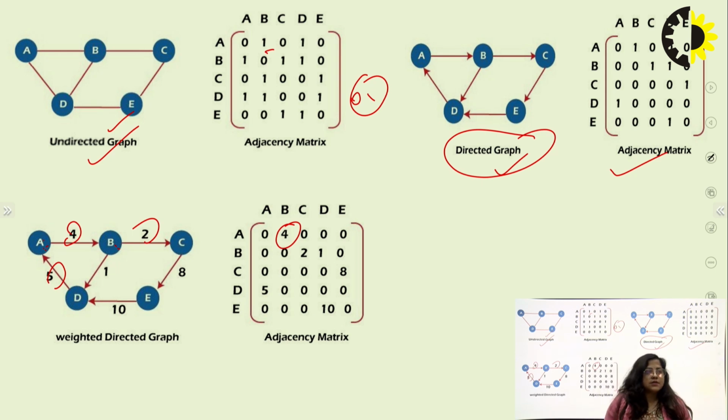In this session I discussed just the representation of a graph using a matrix. In my next lecture I will discuss the representation of a graph using a linked list.